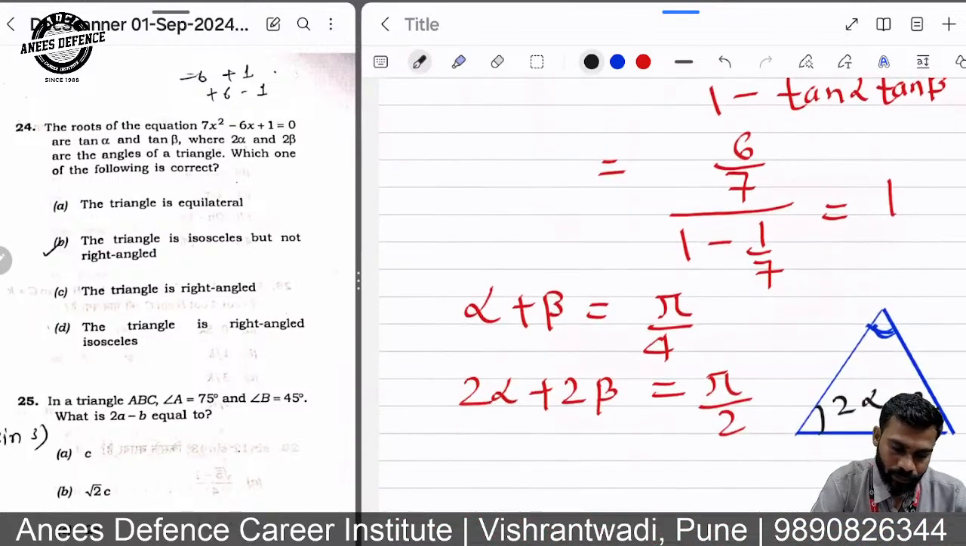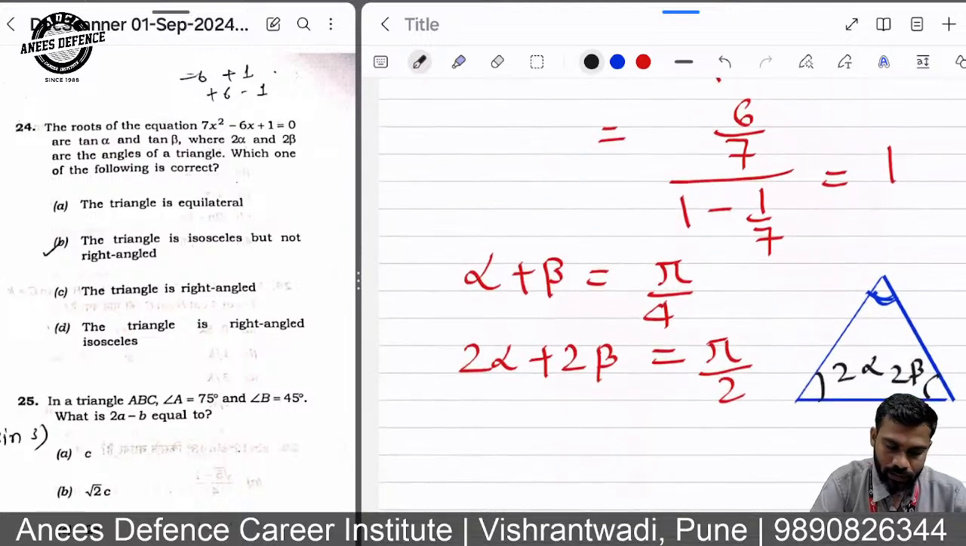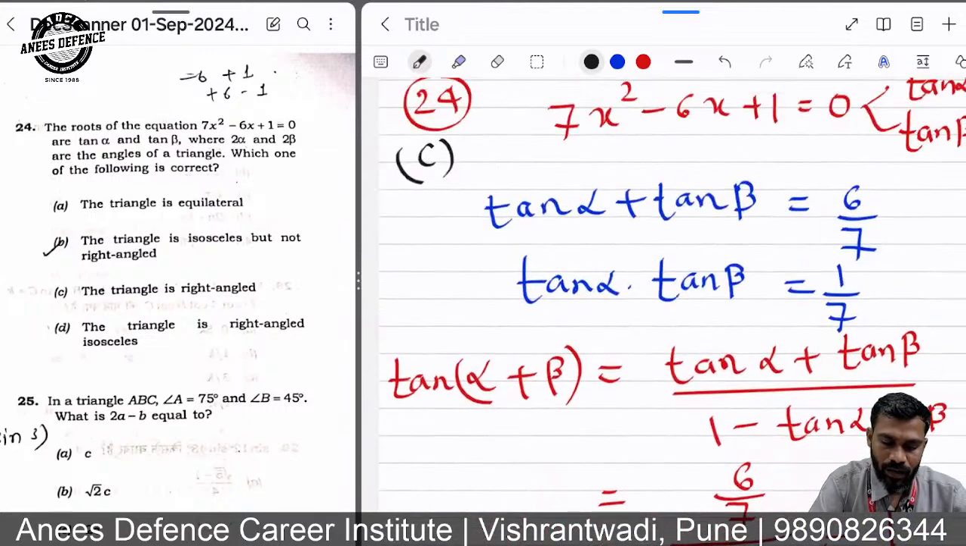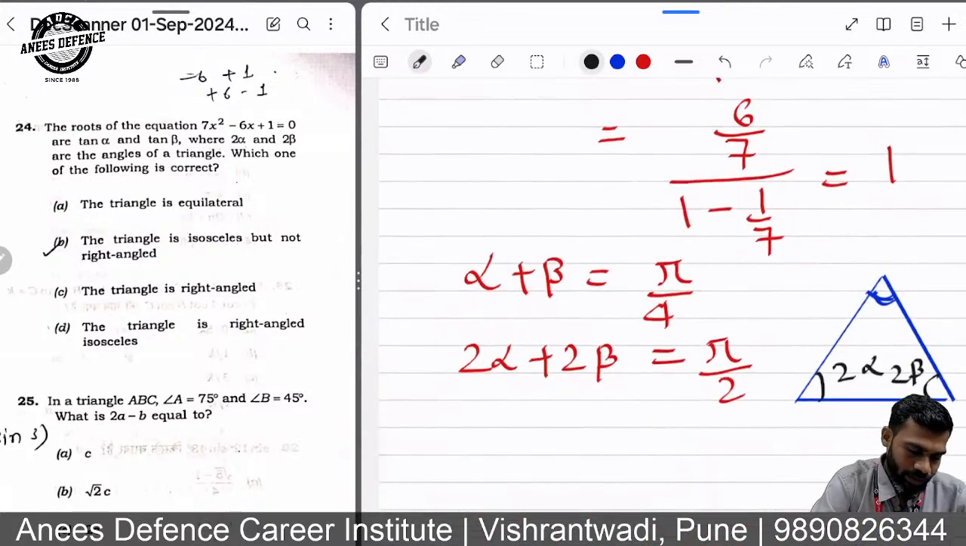Okay. Next, this can't be isosceles because as you can see from here, alpha and beta may not be equal. Next.